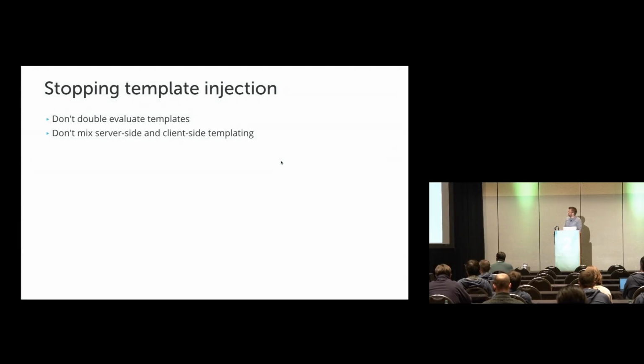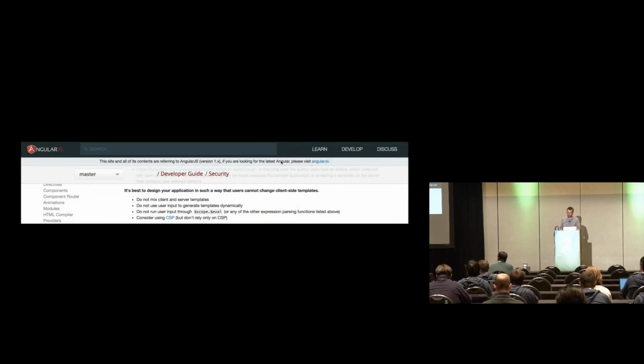If we want to stop template injection, we have to make sure that we don't double evaluate templates. So we don't take the contents of one template, render that, and then put that into a second template with string concatenation, and then create another template from that, and then run that all over again. And when we're using client-side templates, we have to make sure that the server doesn't give the browser a template that it's not intended to. And this was actually in the Angular documentation for a long time. Do not mix client and server templates, it says at the top point here.